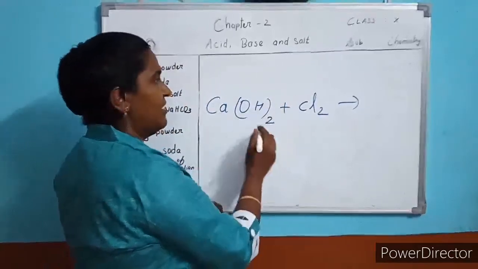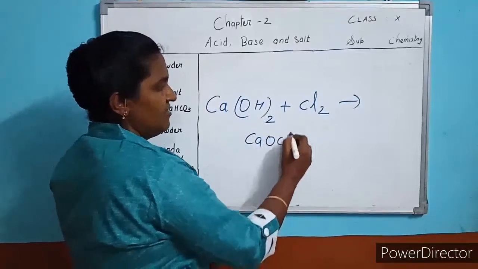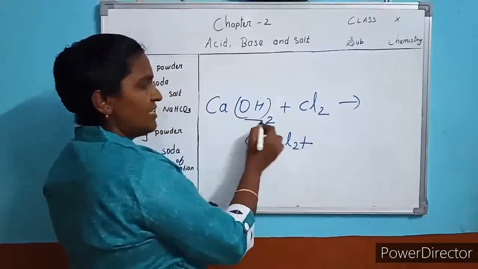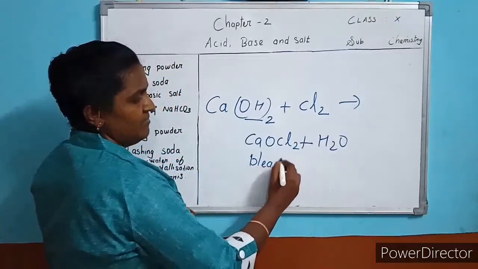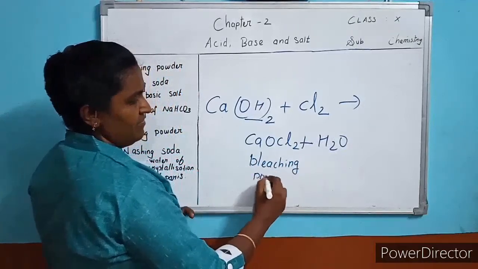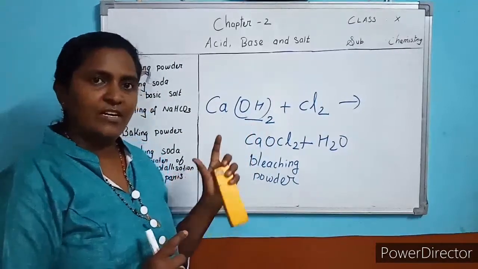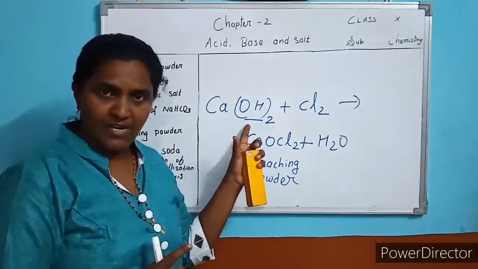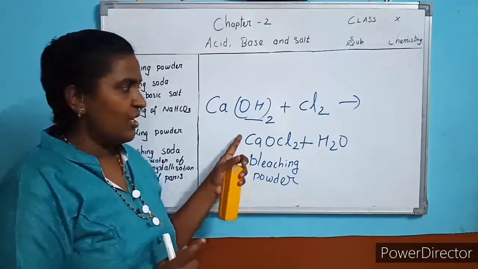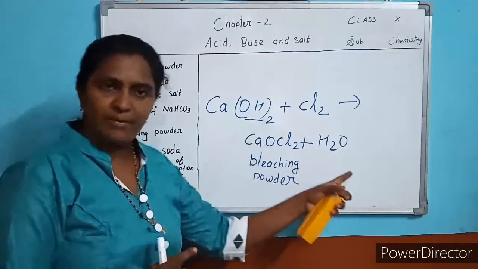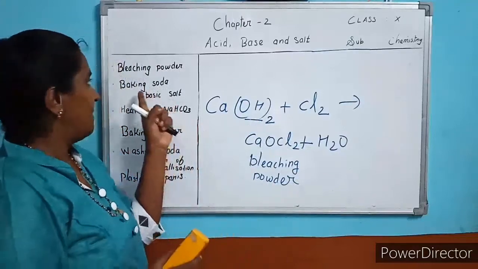The last class we studied. And when you add chlorine gas to this, you get bleaching powder. OH liberates water. Okay, this is bleaching powder. Understood? How do you prepare the bleaching powder? To the calcium hydroxide base or slaked lime, add chlorine, and what will you get? Bleaching powder, and OH will liberate water. Understood? The next, let's move to the next topic, baking soda.